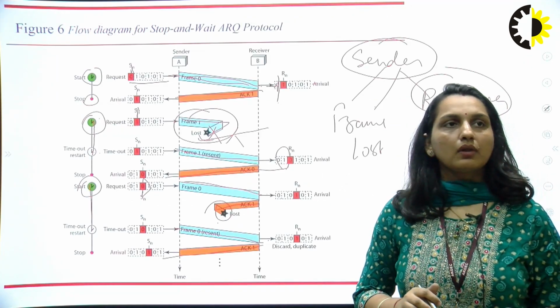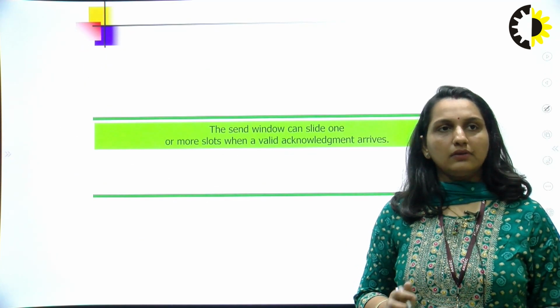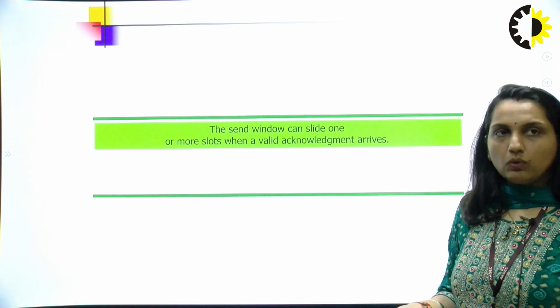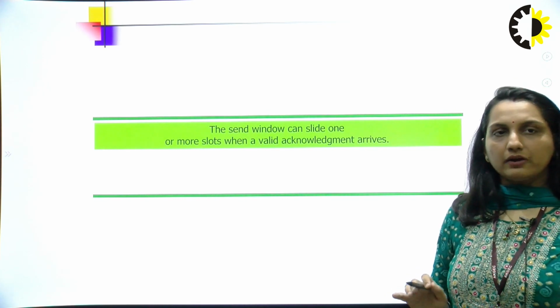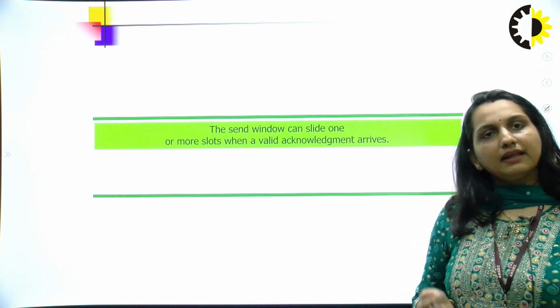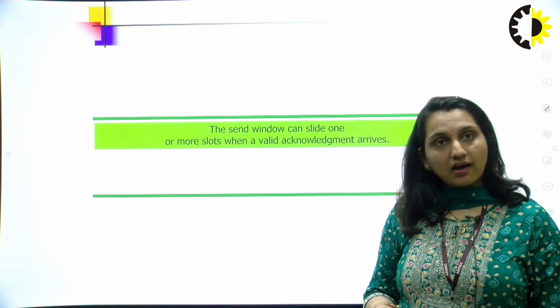Next we have Go-Back-N. We have a sliding window. In the send window, we can slide one more slot with a valid acknowledgement. When we get an acknowledgement, then we slide the window. Otherwise, we will not slide the window, and we will retransmit the window.